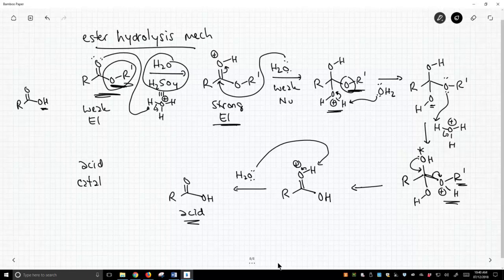So this is the acid-catalyzed, because to do this we need acid around, hydrolysis of an ester. You can also do acid-catalyzed hydrolysis of amides. Both of them hydrolyze to give you back the original parent carboxylic acid.